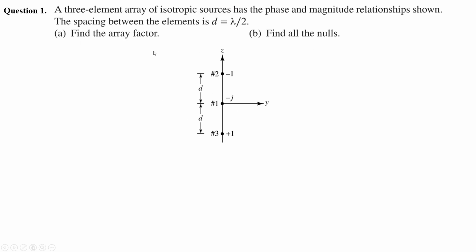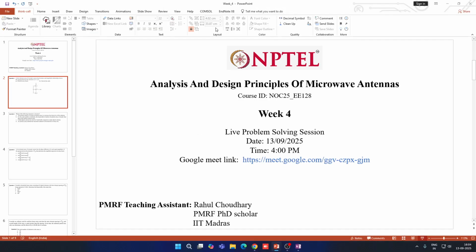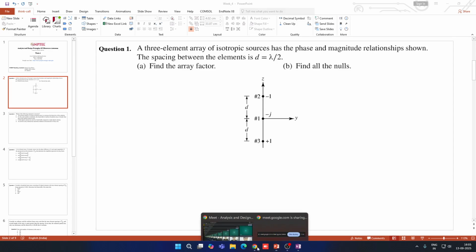So in this problem we have to find two things. We have to first find the array factor and then find all the nulls. I will reread the question. A 3-element array of isotropic sources. So these antennas are isotropic sources, with the phase and magnitude relationship shown in the figure, and the spacing between the elements is lambda by 2. So we will start with finding the array factor.